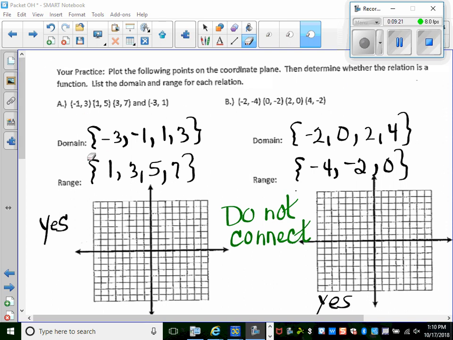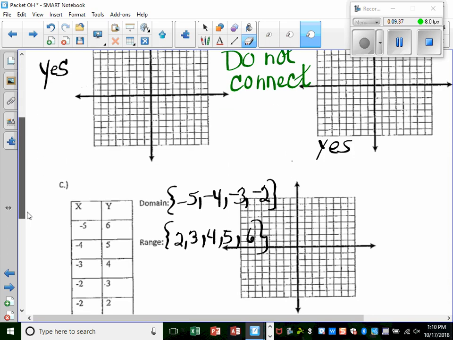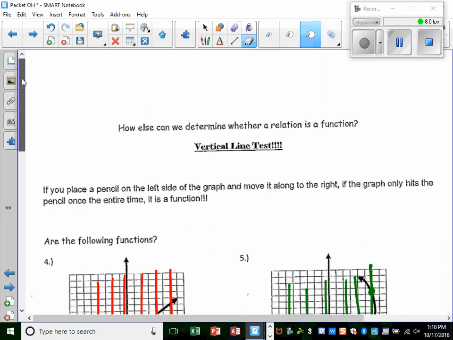Here are the answers, and all I did was just go through and list the domain and ranges. I did not plot them. I did state whether or not it was a function, so this first one should be a function. The second one should be a function, so I would say yes. And then the third one is a no, because you have a -2 going to 2 different outputs. Okay, so that's a no. Just make sure you have them listed in numerical order. Any questions? All right, we're going to go to the next page.